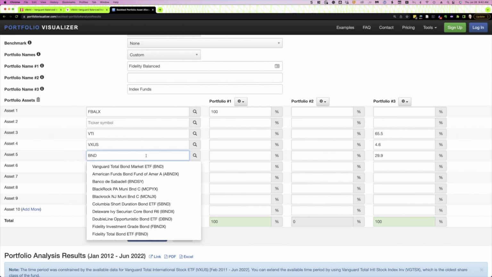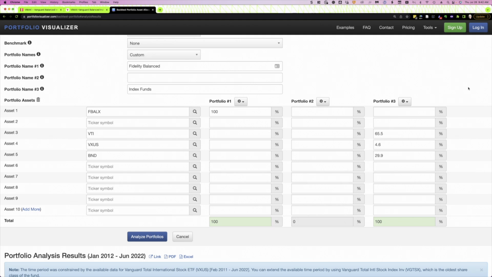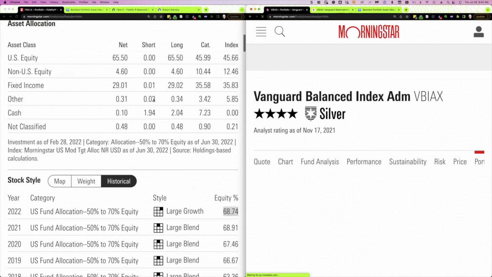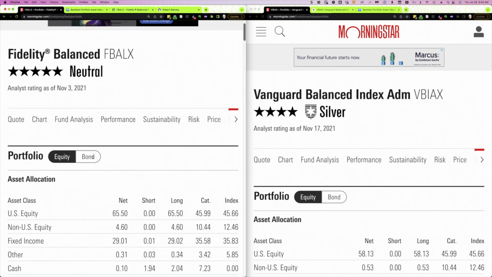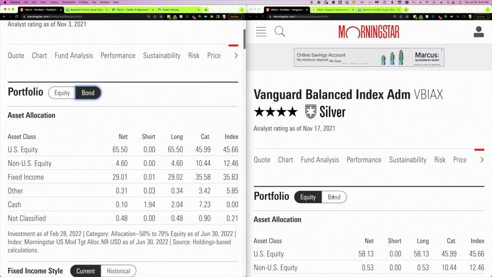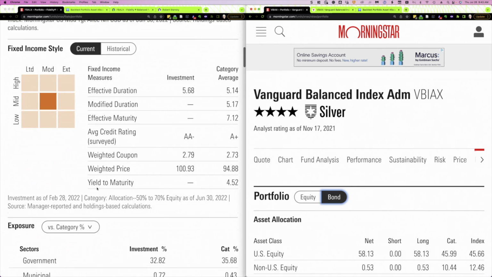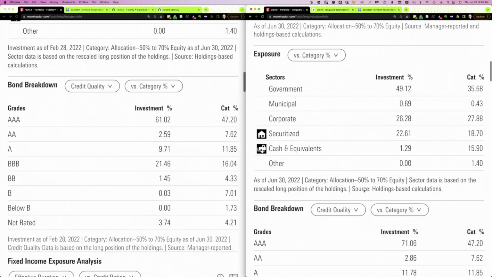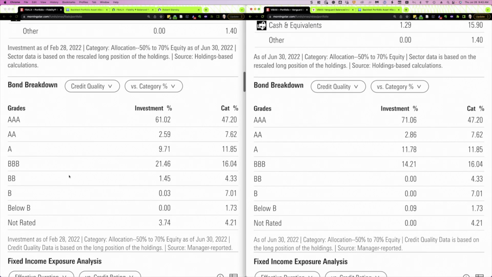Notice that I've used BND for the bond fund, and that's the approach that the Vanguard Balanced Fund takes. So what's the problem there? Well, let's go back to Morningstar, and I want to look at the portfolio for the Vanguard Fund here. We've already got that for the Fidelity Fund here, but I want to go to bonds. And I'll go to bonds for Vanguard. And I want to go down to where it shows us what's called credit quality for both of these balanced funds. The way to think about this is the AAA would be bonds issued by entities that are the least likely to default. These are the best of the best.